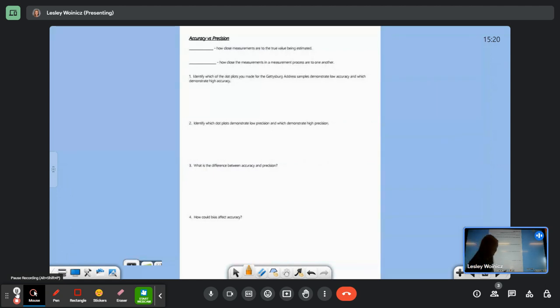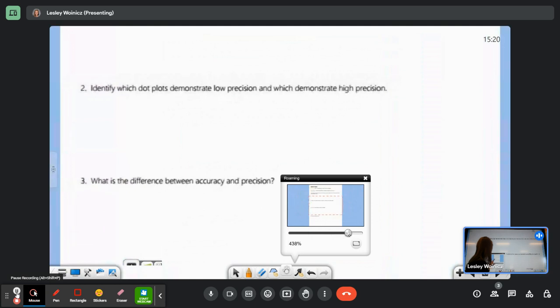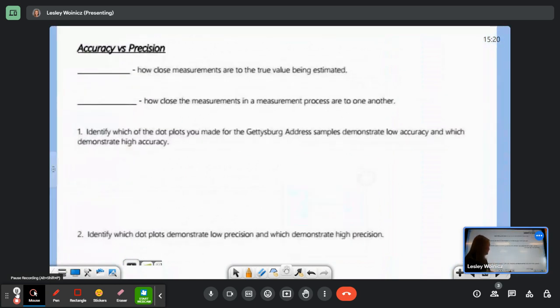Guys, we're going to flip over to the next page. Accuracy versus precision. Not right now. Okay, so we are going to put these words on these blanks. One is accuracy and one is precision. Which one do you think goes where? Accuracy is the second.